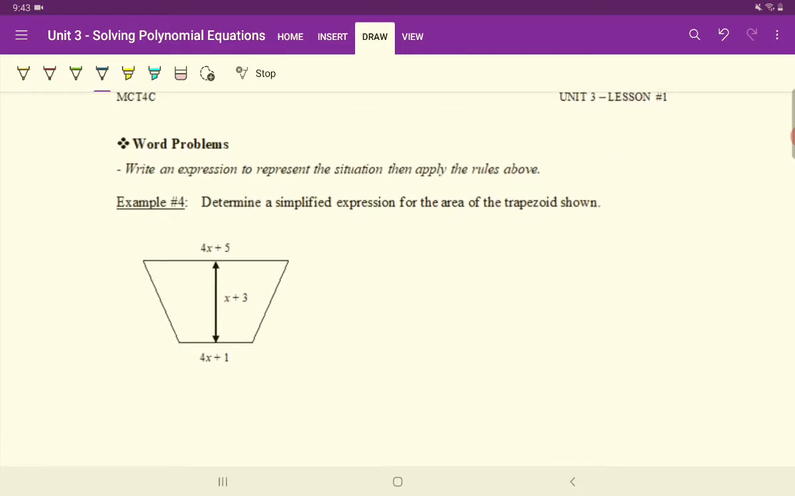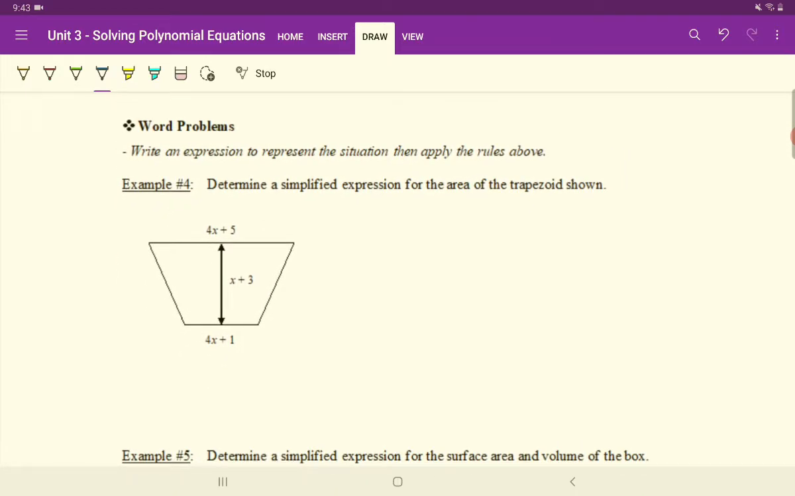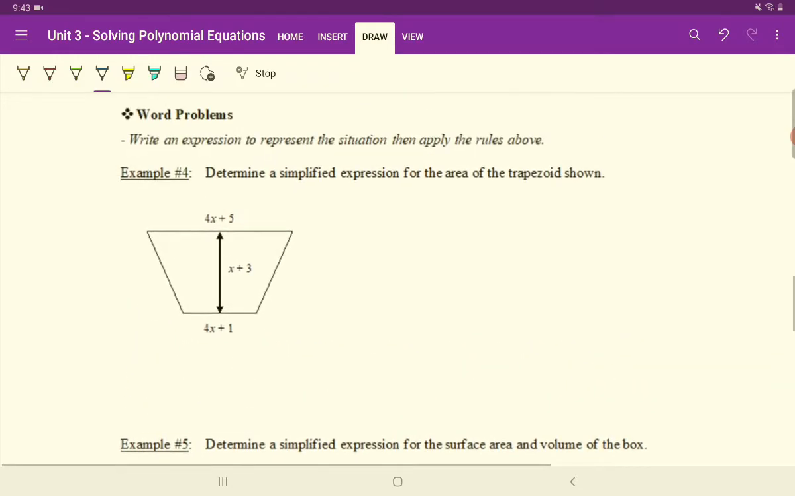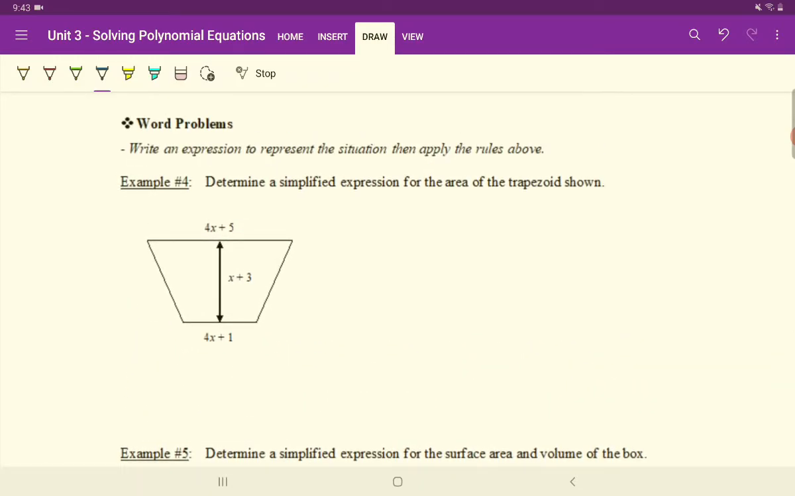Okay, let's move on to a word problem here. So we have a couple of word problems, and you'll see that they're not overly difficult, but you do need to know the formulas for these word problems.